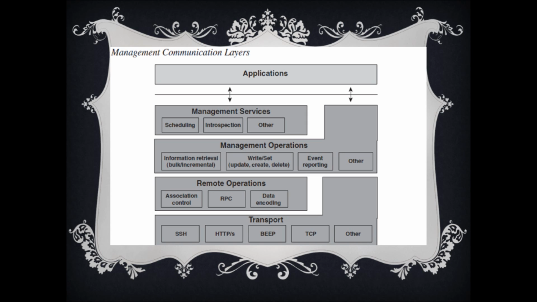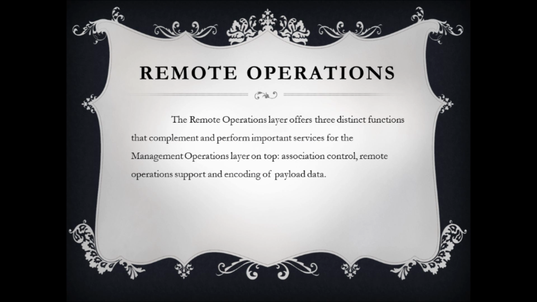Examples of transport protocols that management protocols often use are the User Datagram Protocol, UDP, Transmission Control Protocol, TCP, Blocks Extensible Exchange Protocol, BEEP, Secure Shell, SSH, and Hypertext Transfer Protocol, HTTP. Remote operation. The remote operation layer offers three distinct functions that complete and perform important services for the management operation layer at the top: association control, remote operation support, management services scheduling, introspection, and other management operation information retrieval.